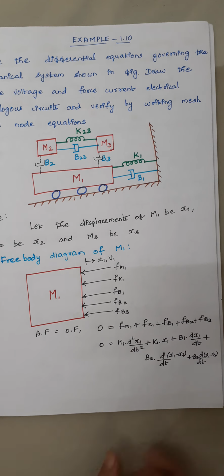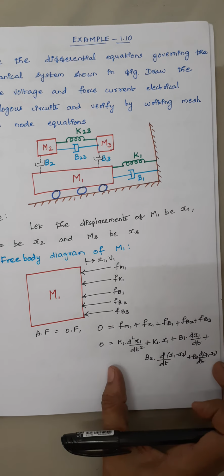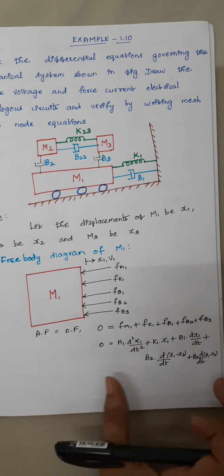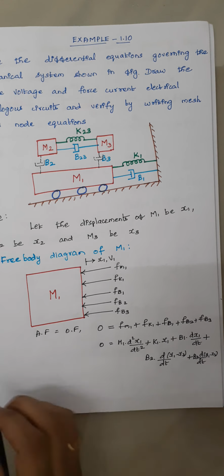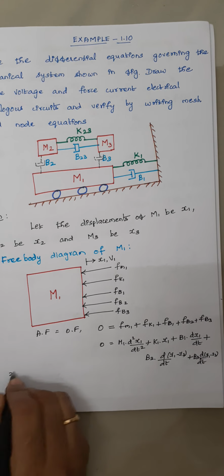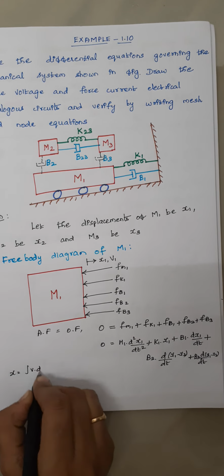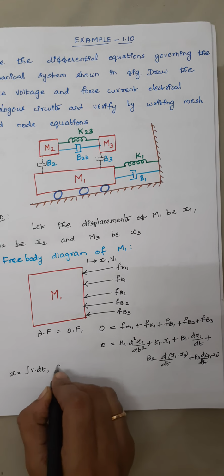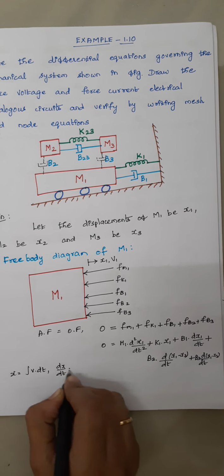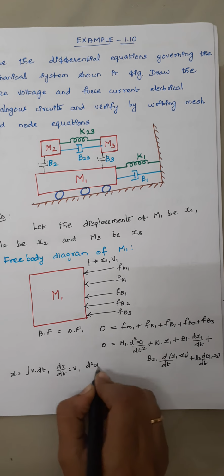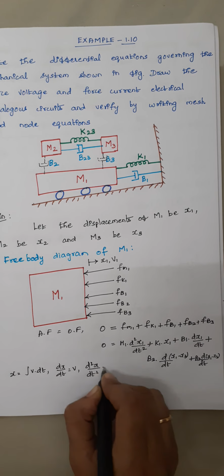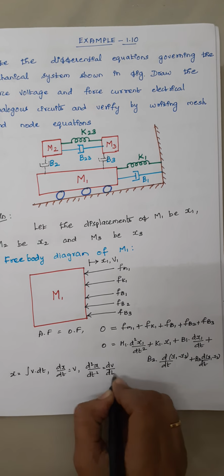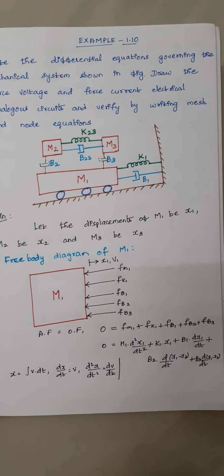The next step is to rewrite this equation in terms of velocities. As we all know, regarding velocity, x should be written as the integral of v dt, and dx by dt should be written as v, and d square x by dt square should be written as dv by dt, right? This is a general rule.